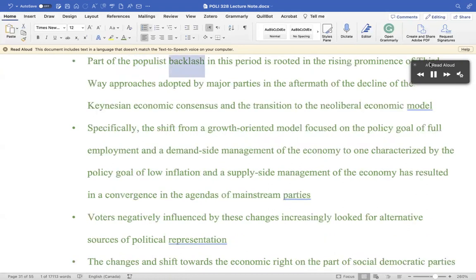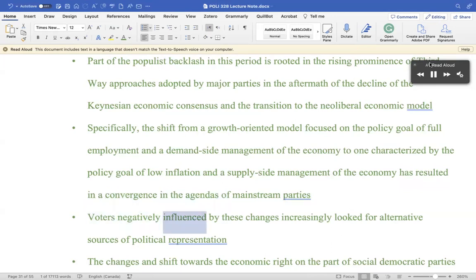Part of the populist backlash in this period is rooted in the rising prominence of third-way approaches adopted by major parties in the aftermath of the decline of the Keynesian economic consensus and the transition to the neoliberal economic model. Specifically, the shift from a growth-oriented model focused on the policy goal of full employment and the demand-side management of the economy to one characterized by the policy goal of low inflation and to supply-side management of the economy has resulted in a convergence in the agendas of mainstream parties.